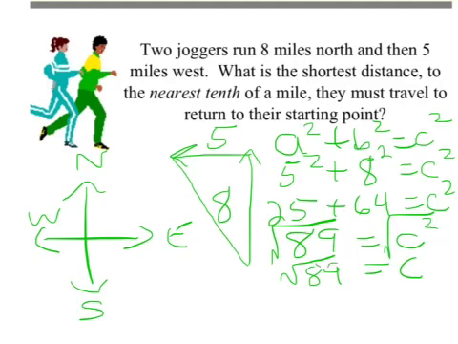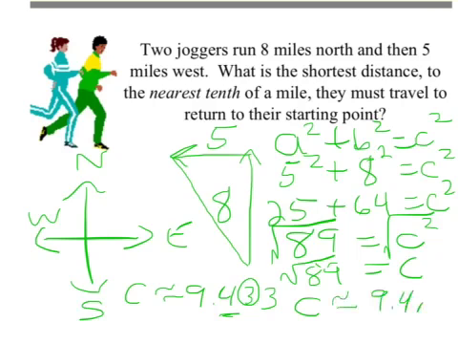But the question asks for the nearest tenth of a mile, which is an approximation. The square root of 89 is the exact distance. So using my calculator, I found that c equaled about 9.433, etc. And so if they want the nearest tenth, I'm going to look at that 3 and decide if the 4 is going to stay a 4 or go up. And because this 3 is less than 5, I'm going to say that to the nearest tenth of a mile, their distance is 9.4 miles.